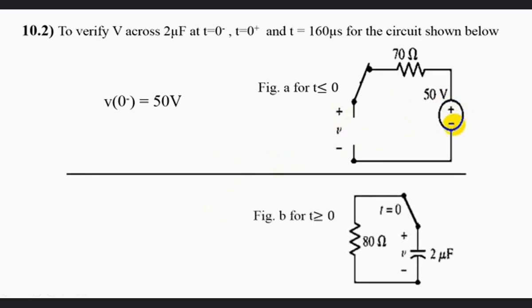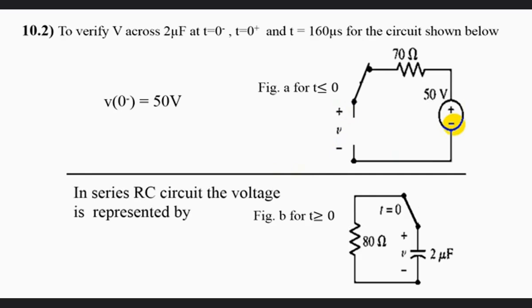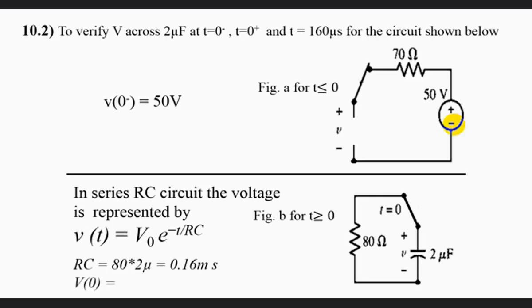Now let's see what is at 0 plus as well as at 160 microseconds. In a series RC circuit, as we are aware, V of t is equal to V naught e power minus t by RC, where RC is your time constant. So RC is equal to 80 into 2 microseconds, right? So what is the value of R? The value of R is nothing but, as we did for the RL circuit, the resistance that is in parallel to the capacitance here, right? So V0 would be equal to 50 volt.